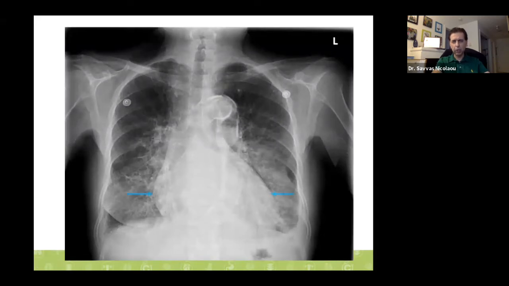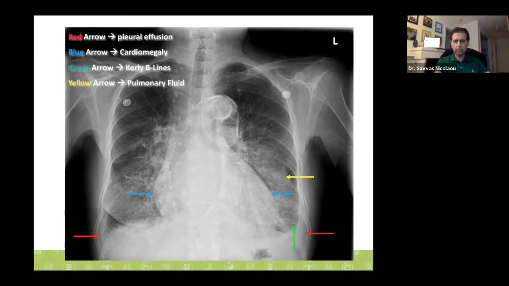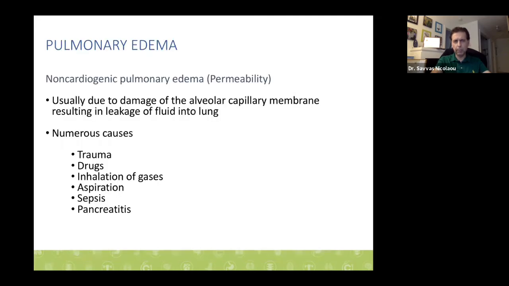In this particular case, we see a big heart, we see pleural effusions, we see ground glass densities signifying alveolar edema. We see curly B lines in the periphery of the lung, the green arrow, signifying distended lymphatics, pathognomonic features of acute cardiogenic pulmonary edema.